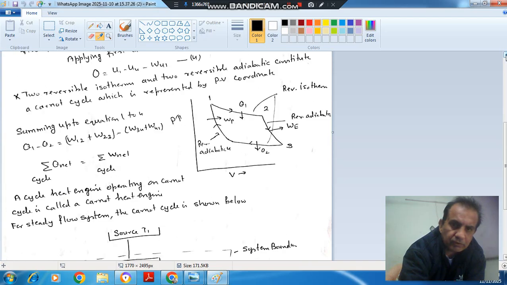In this, two isothermal and two adiabatic processes are there. During the isothermal processes, heat addition and heat rejection take place. And during the adiabatic processes, expansion and compression take place. However, during the isothermal processes some compression and expansion also take place, but the heat addition process is isothermal, and only the heat rejection process is isothermal.